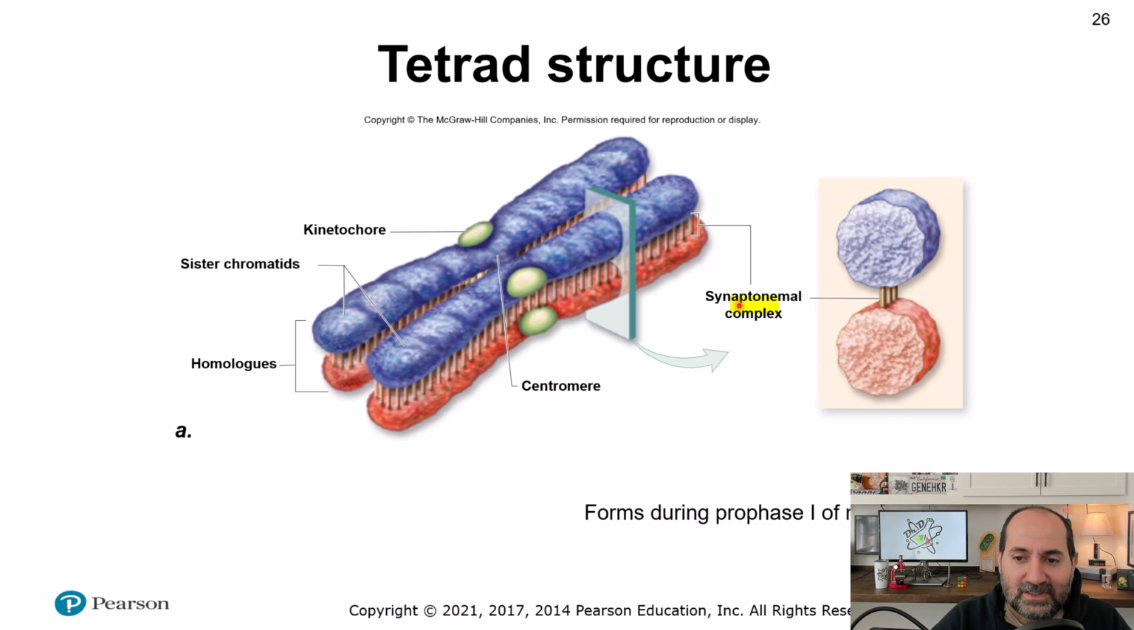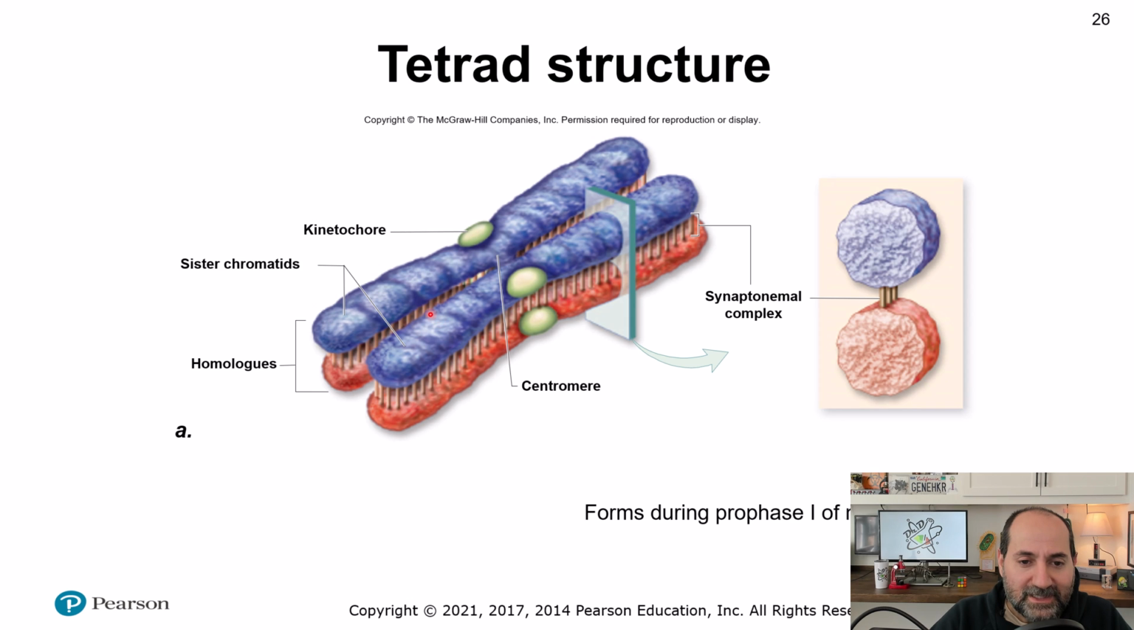And it's this synaptonemal complex that holds the sisters together as homologous pairs. Now, here, this is known as a tetrad structure. So what you need to know is that during prophase I of meiosis, tetrads form. And the reason they form is really interesting. At this point, one of these blue sisters is going to exchange genetic information with one of these red sisters.